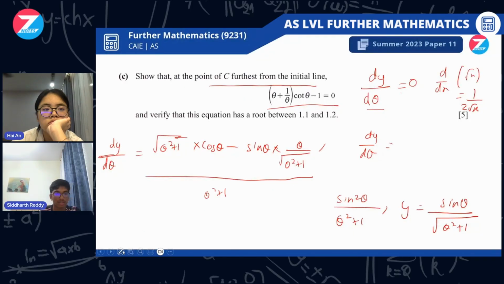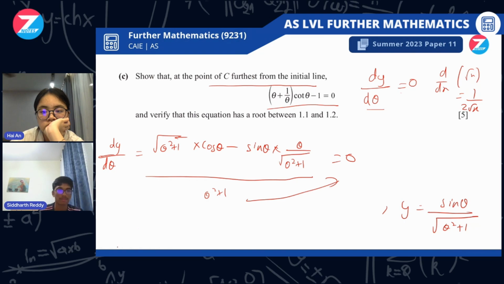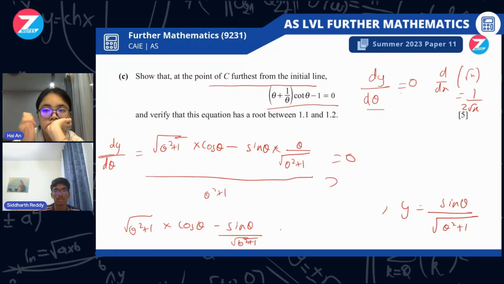But that doesn't matter because we know that this has to be equal to 0, so when we multiply, this just goes away. So what we have now is square root of theta square plus 1 times cos theta minus sine theta by root theta square plus 1 times theta is equal to 0.